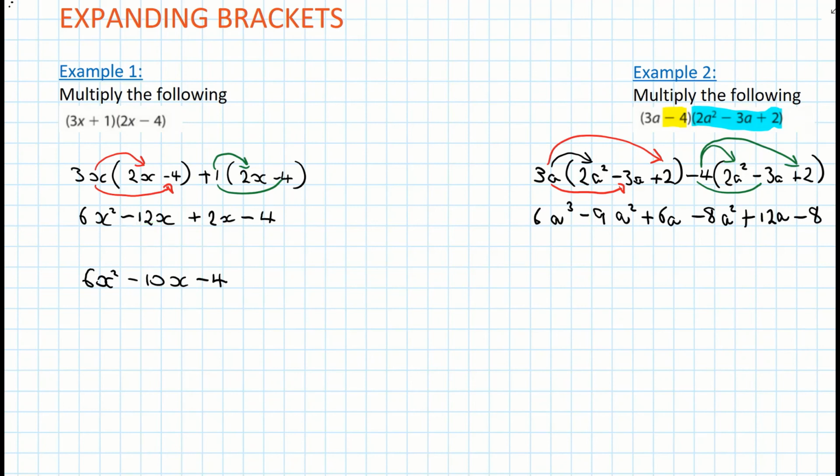I'm now going to group the similar terms once again. So I'm grouping my a squareds first of all. I have a negative 9a squared and a negative 8a squared. So minus 9 minus 8 is giving me minus 17a squared. I don't have any more a cubes, so I'm just keeping it as 6a cubed. I have some a's now, so 6a plus 12a is giving me plus 18a, and my constant minus 8. And that's us finished with example 2.